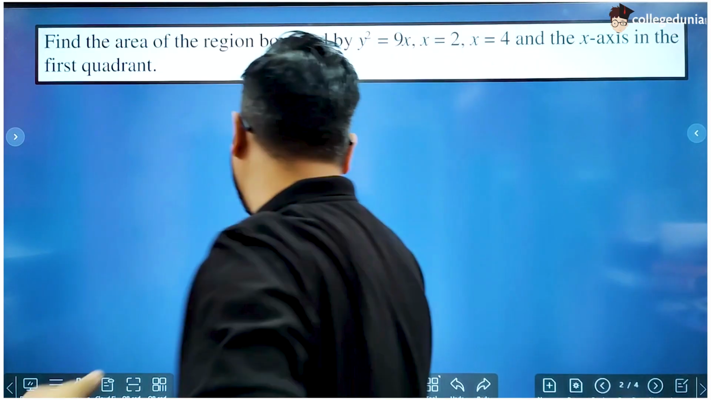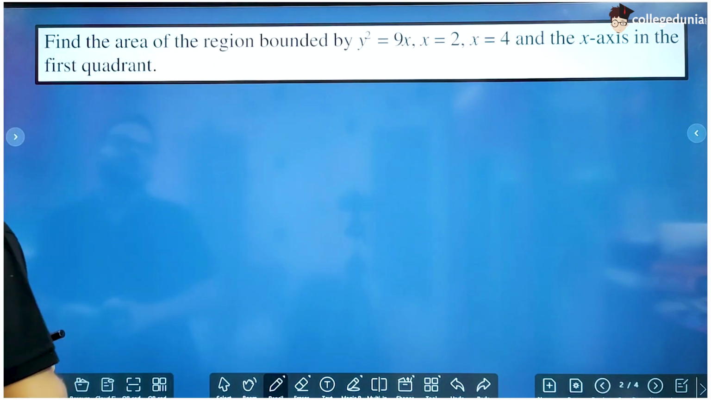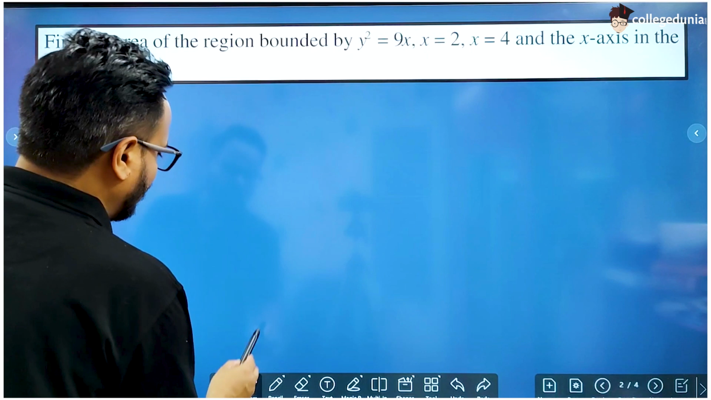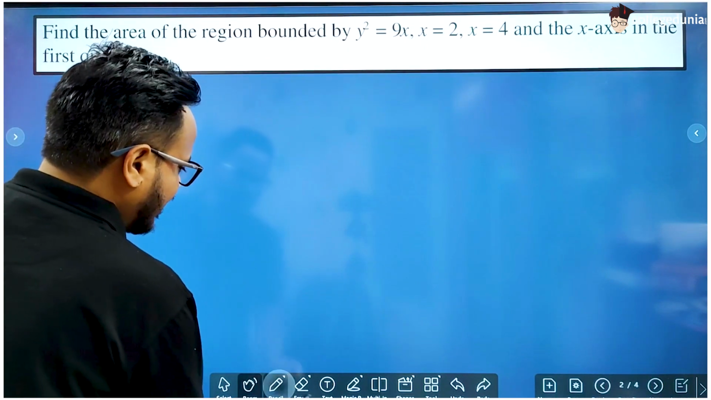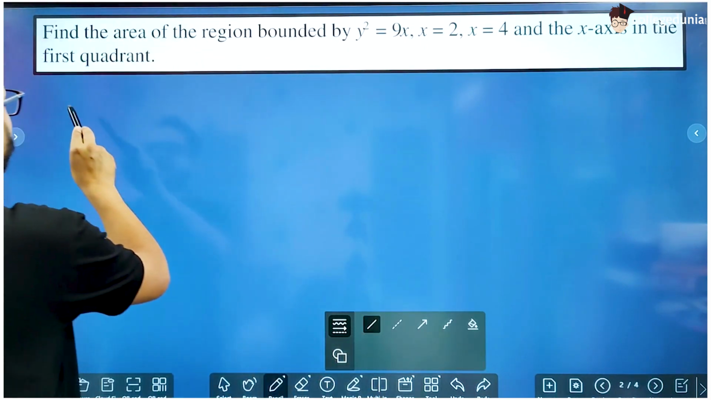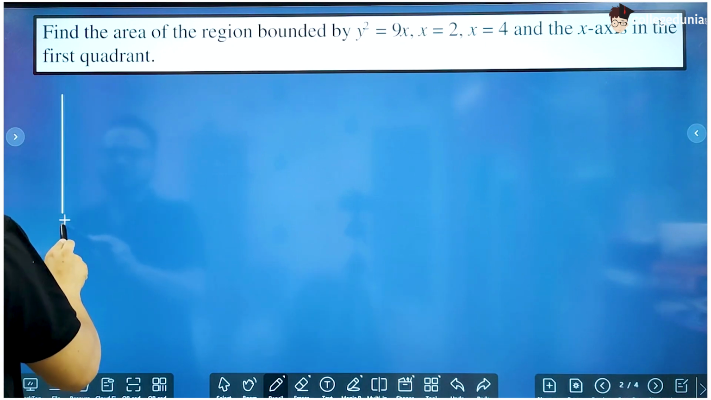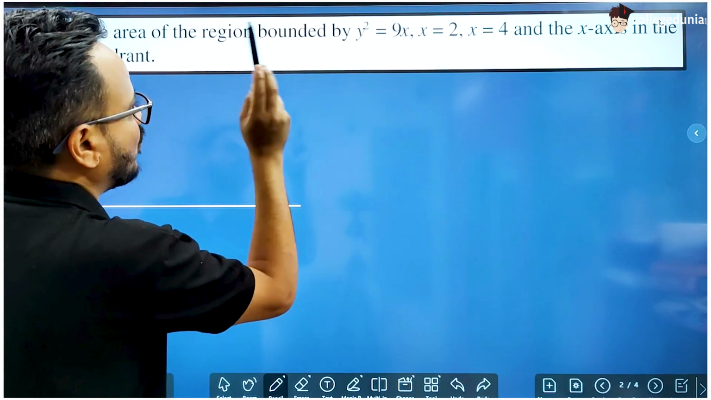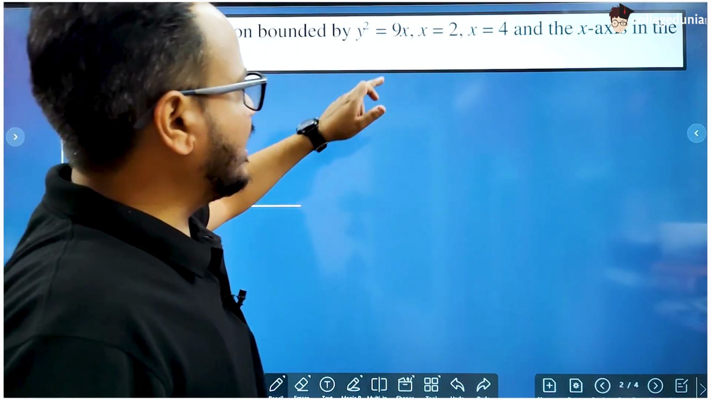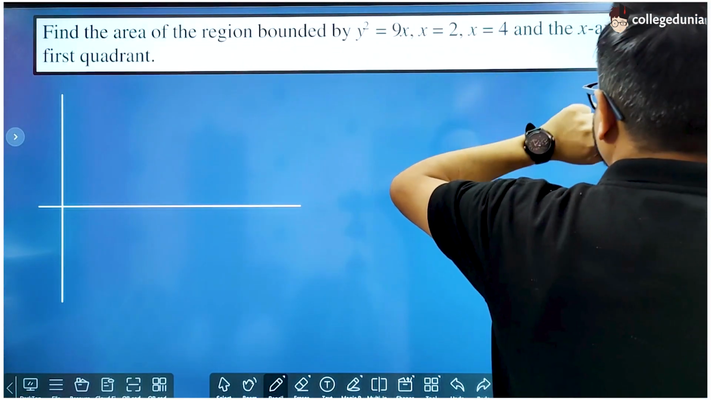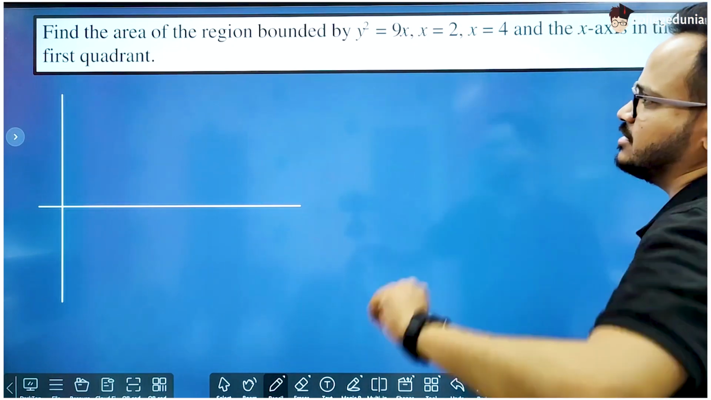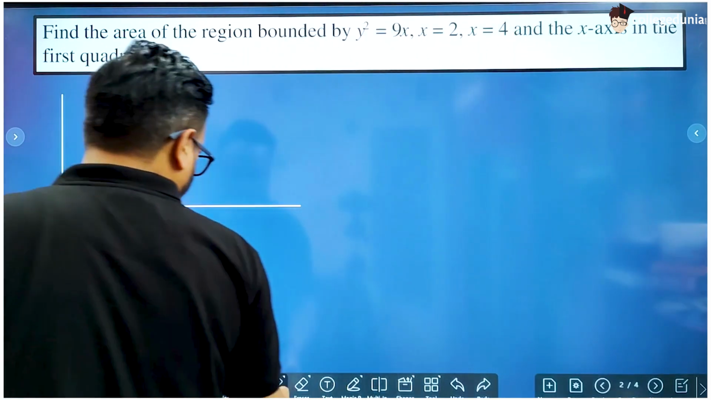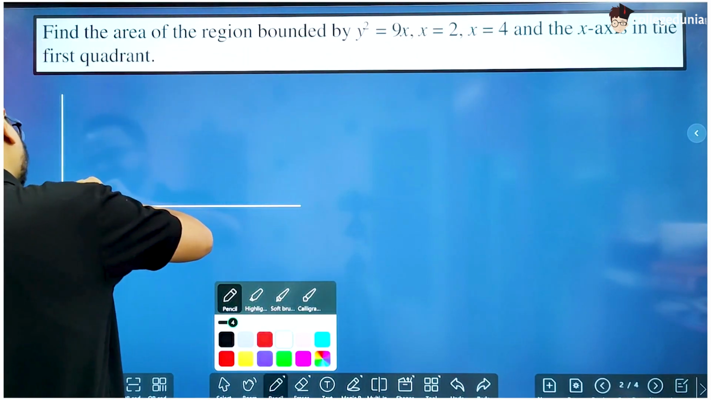Now let us take one example from NCERT exercise 8.1. Find the area of the region bounded by the parabola y square equal to 9x and the lines x equal to 2 and x equal to 4 and the x-axis in the first quadrant. So let us first draw all these figures.